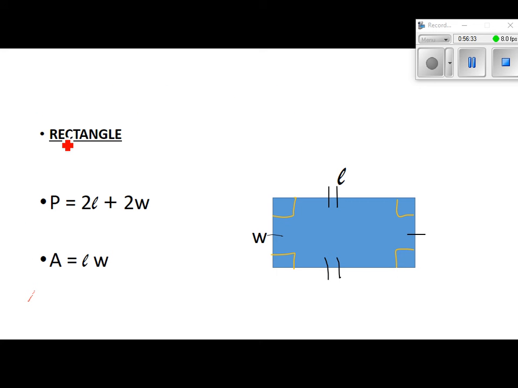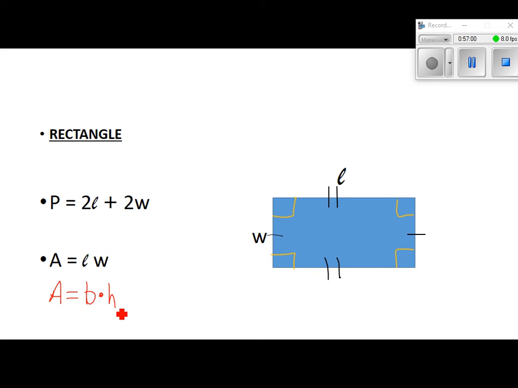Next one, a rectangle. It's not regular. Perimeter. What's this letter stand for? Length, width. Now, another formula for area of a rectangle could be base times height. Either one of those would work. Write down those formulas. Length times width is area. Perimeter is 2 times length plus 2 times width.